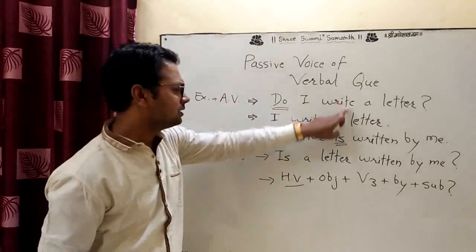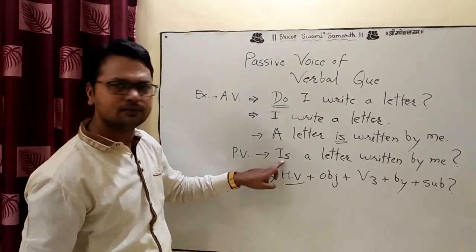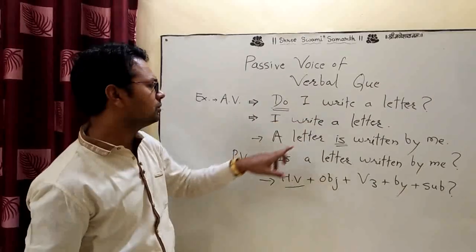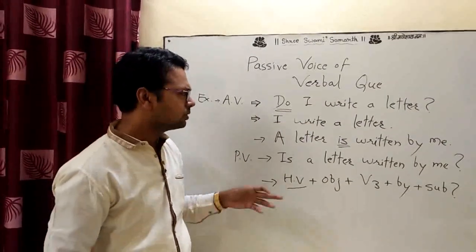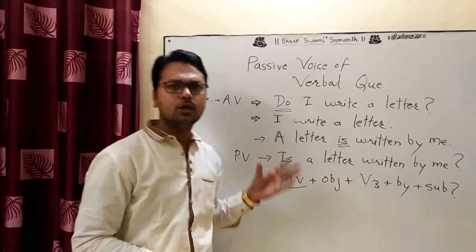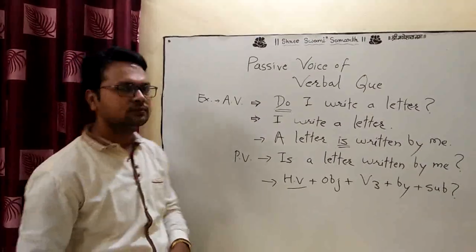If there is a simple present tense, you have to use am, is, are. If it is the simple past tense, you have to use was, were. So according to the tense, you have to make the passive voice.